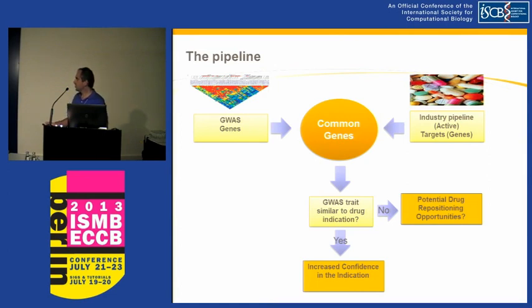So take the GWAS genes, and I don't have the time to go into detail. It takes quite a bit of manual curation to do that step. You take the industry pipeline, you get the genes as well, you look at common genes, and you compare the indications from the industry pipeline with the traits in the GWAS. If the traits are similar or identical to the drug indication, that may increase the confidence in the indication. But on the other hand, when the trait and the disease indication are not similar, you may have some opportunities for drug repositioning.